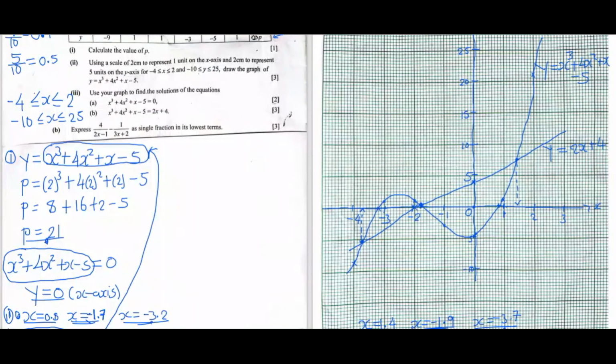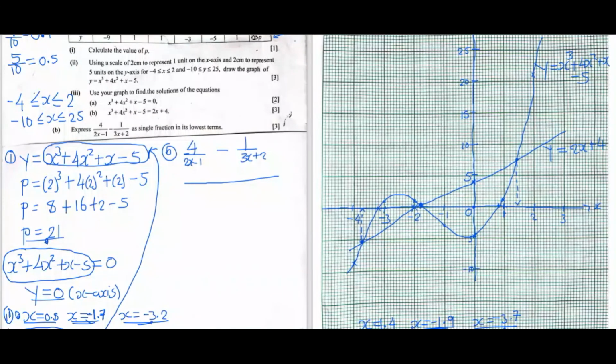So we are done with the cubic function. Now for question B, we can see that we want to express the given two fractions as a single fraction in its lowest term. So this is our B. So it's 4 over 2x minus 1 minus 1 over 3x plus 2. So what is our first step here?